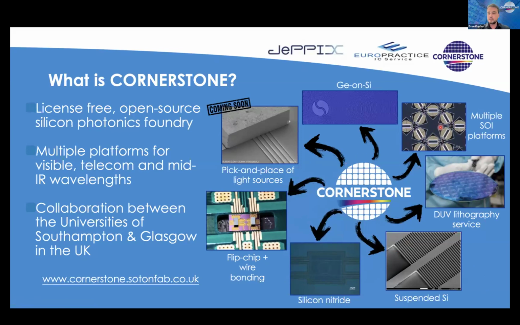We have 3 different thicknesses in the silicon on insulator platform. We have germanium on silicon and suspended silicon, mostly designed for mid-IR applications. And we also have silicon nitride platforms, where we recently introduced a new 200 nanometer thickness nitride.